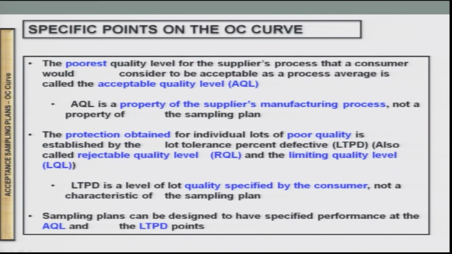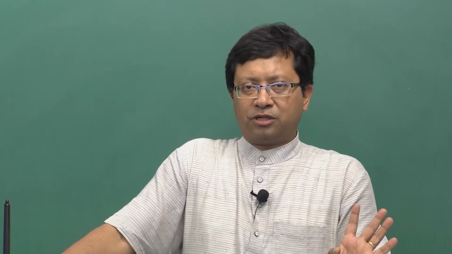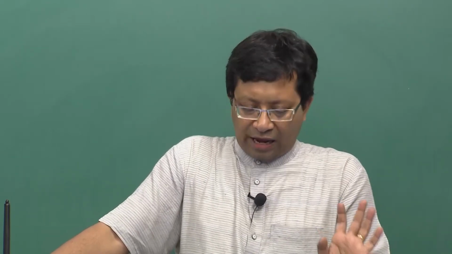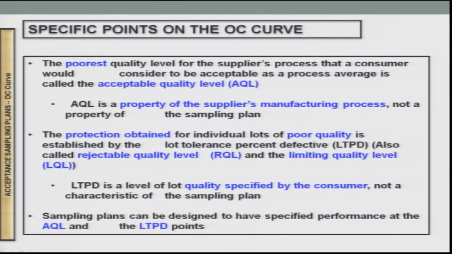So, the specific points in the operating characteristic curve. You will again have the LTPD and the AQL levels, which technically carry some information on alpha and beta. The OC curves would have the characteristics which are in general true, as follows. The poorest quality level for the supplier's process that a consumer or customer would consider to be acceptable as a process average is called the accepted quality level, or the AQL level.